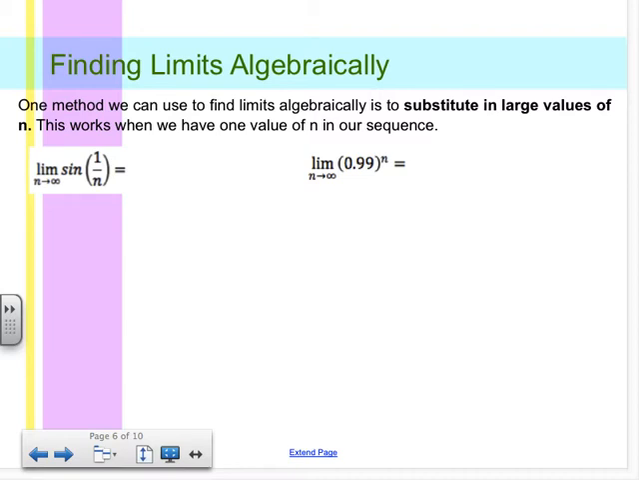Okay, now, what we could do if we do not have a graph, there's going to be 2 different ways we could find these limits. It really all depends on what we have. Do we have one n value or do we have more than one n value?